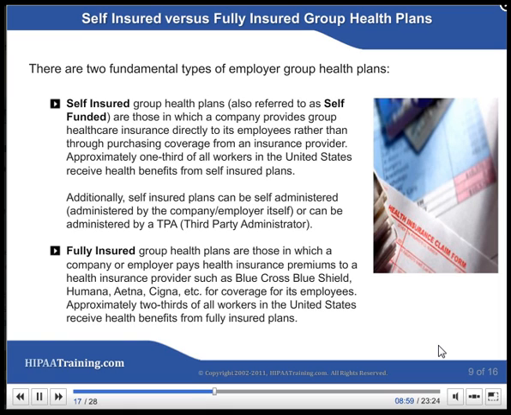Fully insured group health plans are those in which a company or employer pays health insurance premiums to a health insurance provider such as Blue Cross, Blue Shield, Humana, Aetna, Cigna, etc., for coverage for its employees. Approximately 2/3 of all workers in the United States receive health benefits from fully insured plans.